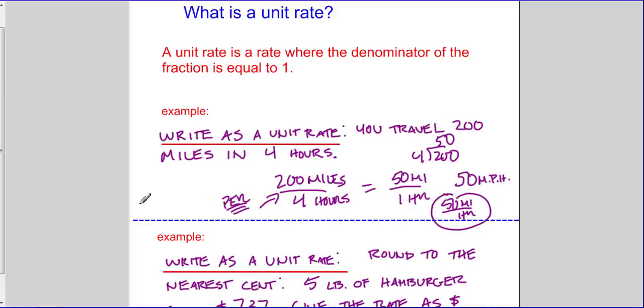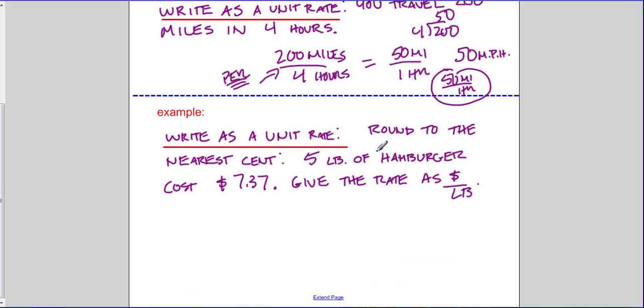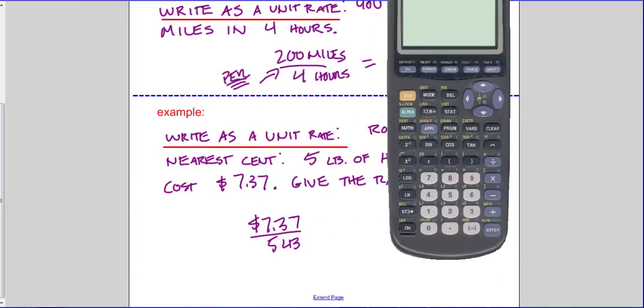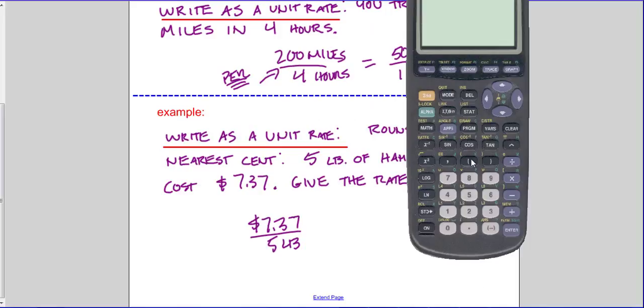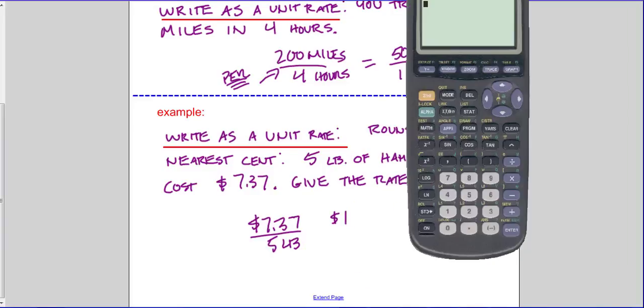So another example, write the unit rate, round to nearest cent. 5 pounds of hamburger costs $7.30. Give the rate as dollars per pound. So I spend $7.37 for 5 pounds. So now I'm going to take my calculator and divide 7.37 divided by 5, and I get 1 point, let's copy that.